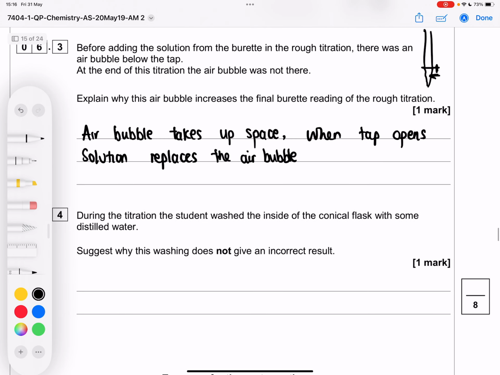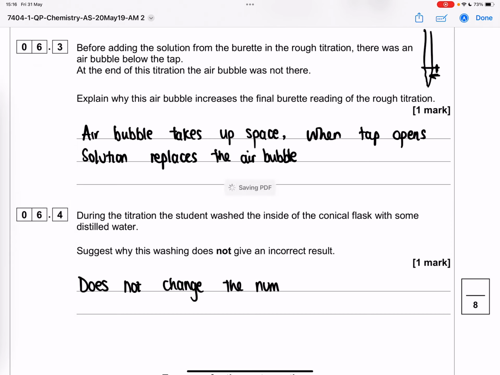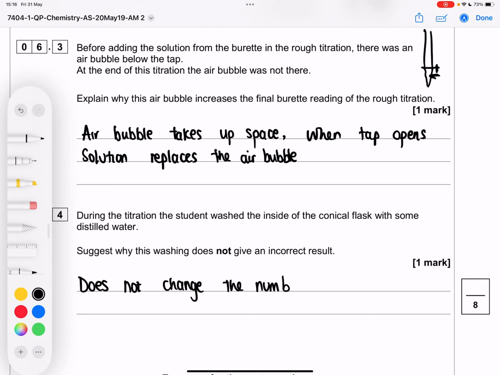During the titration, the student washed the inside of the conical flask with water. Why does this not give an inaccurate result? Well, adding water to that conical flask does not change the number of moles of alkali in the conical flask. And so it doesn't affect your answer.